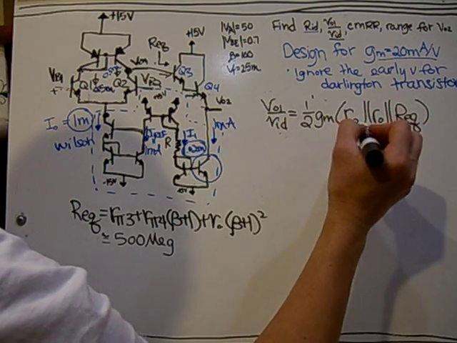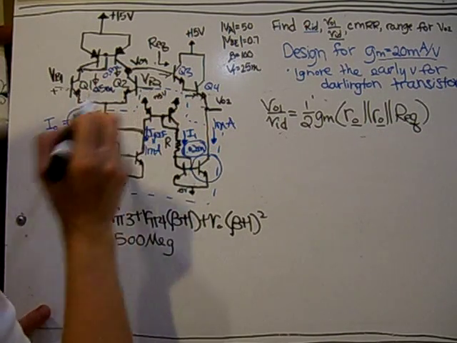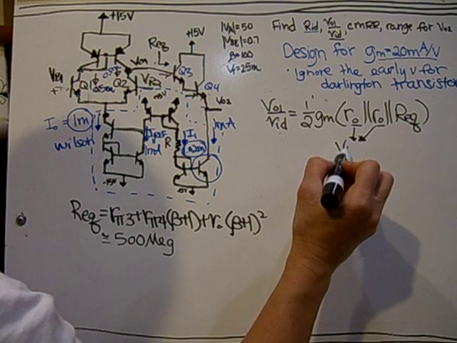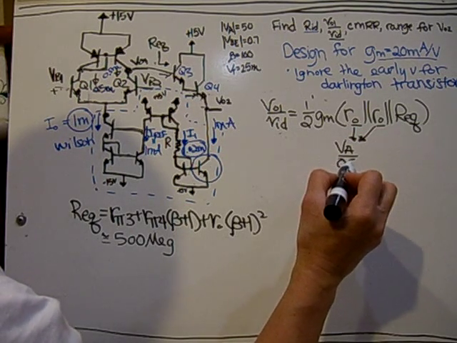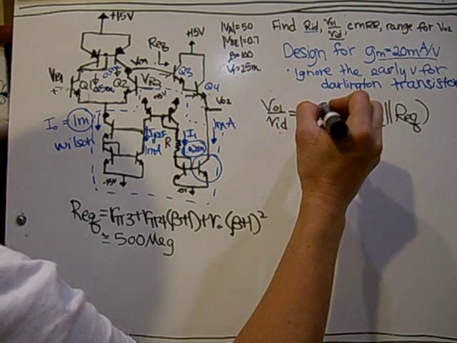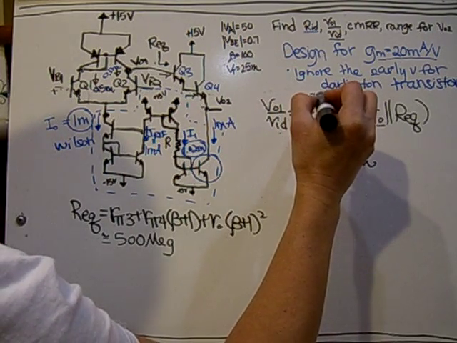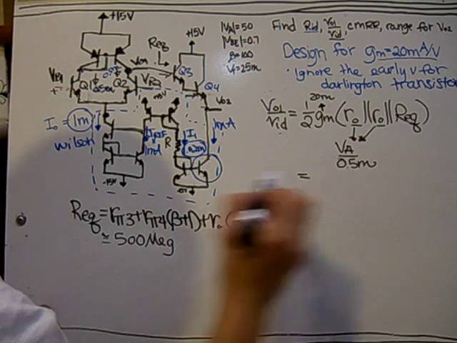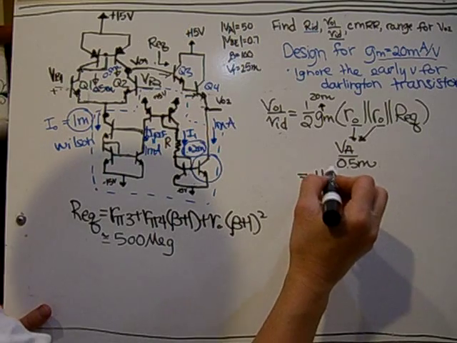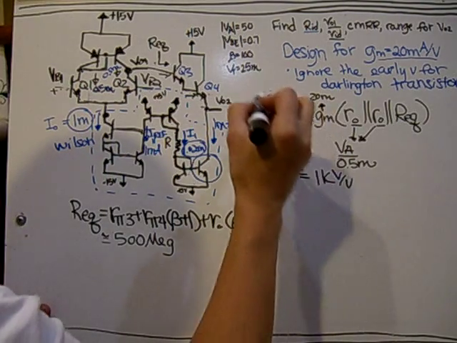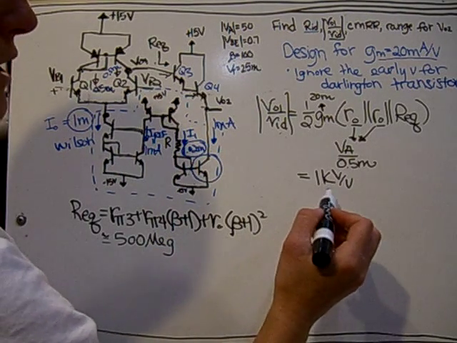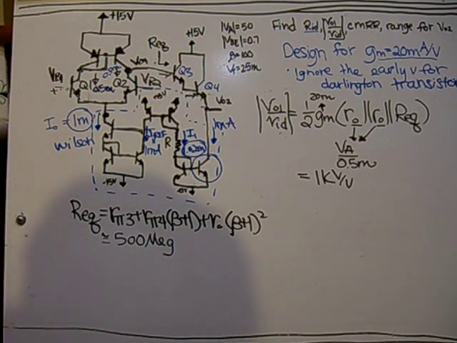Now these ROs are the ROs in the differential amplifier. So both of these have the same value of VA over 0.5 milli. And this again was what we started with, which is 20 milli. So multiplying that out, it ends up giving a value of approximately 1K volt per volt. I'm just finding the magnitude of this. So 1K volt per volt.